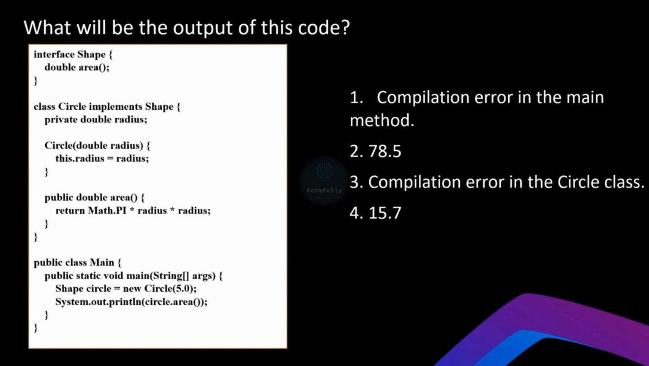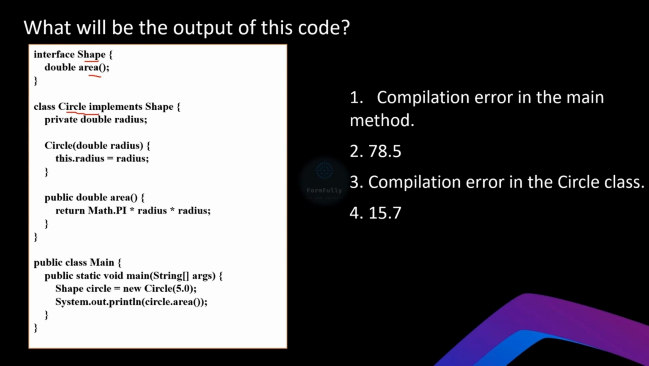First, let's discuss the code. We have the interface Shape. In Java, an interface defines a contract for the classes that implement it. The Shape interface defines a single method, area, which should return the area of the shape. Any class that implements this interface must provide an implementation for the area method. So we have class Circle that implements the Shape interface. Since Circle implements Shape, it is required to provide an implementation for the area method.